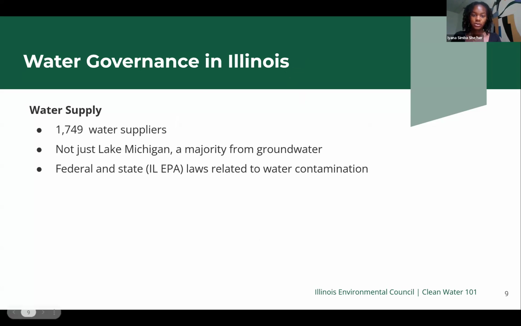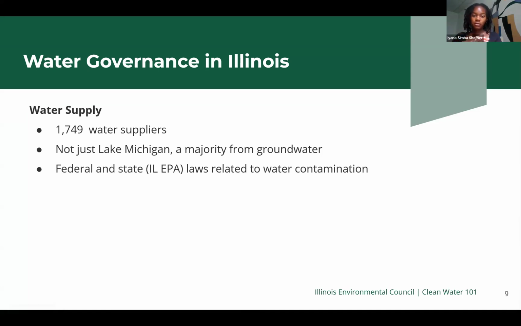So water supply in Illinois, there are roughly 1,700 water suppliers. One thing to note is that population-wise, yes, the majority of Illinois gets its water from Lake Michigan because the majority of our population is in the Northeast. However, for the rest of the state, a majority of the water comes from groundwater. And in other cases, it might also be surface water, so things like the Kankakee River or Lake Springfield.